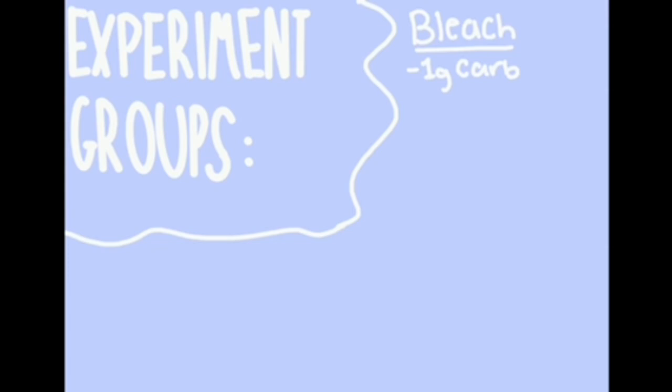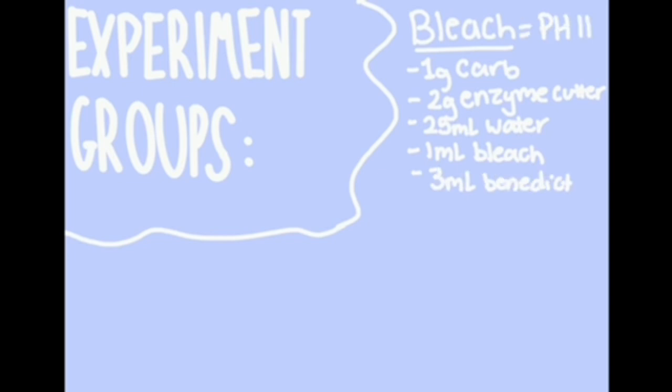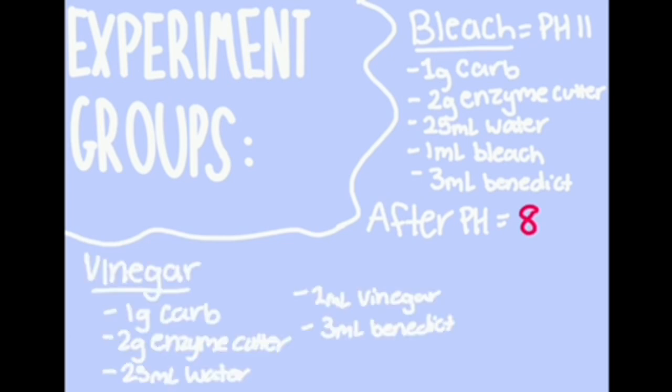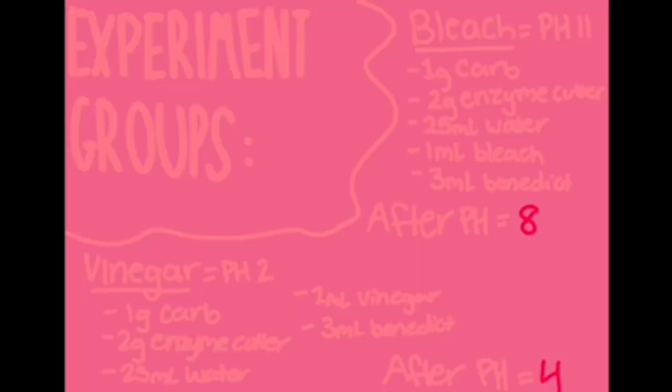Now let's introduce the experiment groups. In bleach, there was 1 gram carb, 2 gram enzyme cutter, 25 milliliters of water, 1 milliliter of bleach, 3 milliliters of Benedict. The starting pH was 11 and the after pH was 8. Now let's talk about the vinegar. There was 1 gram carb, 2 gram enzyme cutter, 25 milliliters of water, 1 milliliter of vinegar, 3 milliliters of Benedict. The before pH was 2 and the after pH was 4.